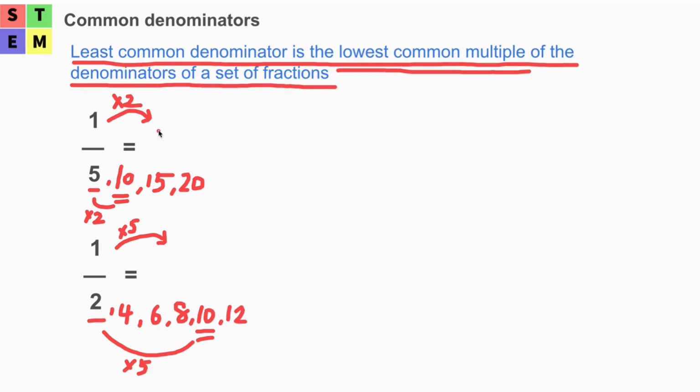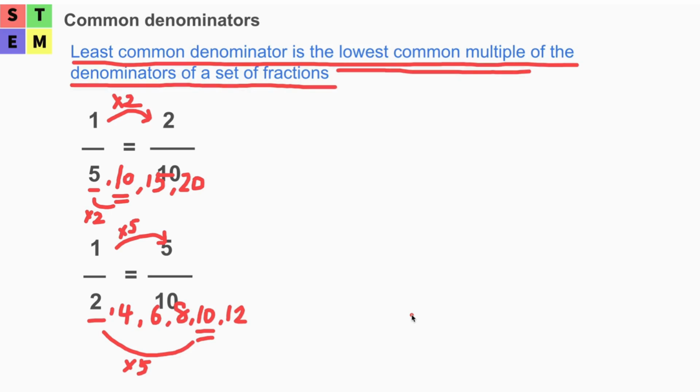So we should have 2 over 10 and 5 over 10. Let's take a look at the result: 2 over 10 and 5 over 10. So that's our first practice.